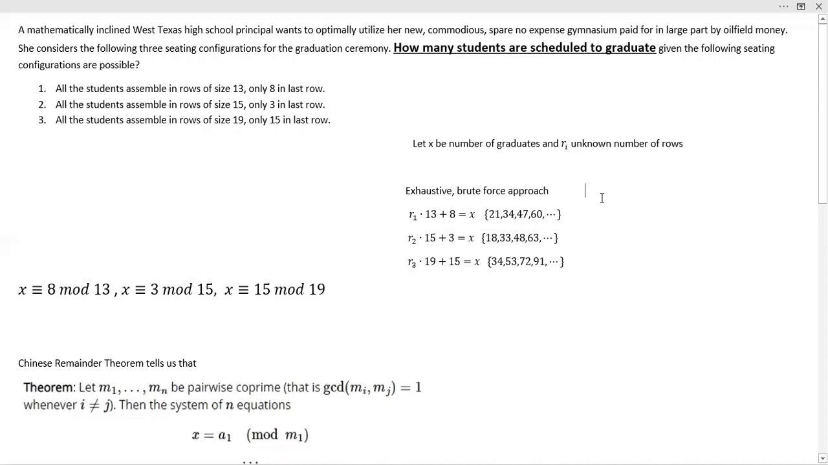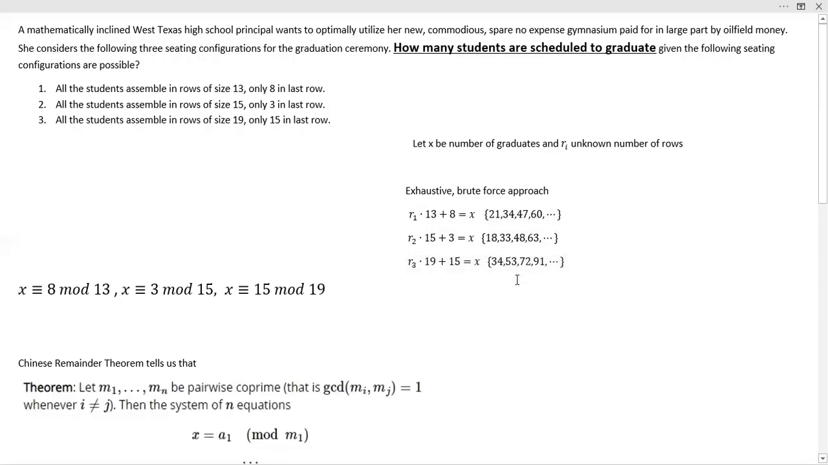Notice what I've done here is I've just exhaustively written out some possibilities, 21, 34, and you can do the calculations there. If there were 2 rows, that would be 26 plus 8, which is 34. And so on. You can see what's going on here. This is hopping along at multiples of 13. Now condition number 2, where you can have 15 per row, starts out at 18 if there's just 1 row, and then you increment along at 15. And finally down here, this is the third condition. You can see what's going on here, 34, and then you increment at 19.